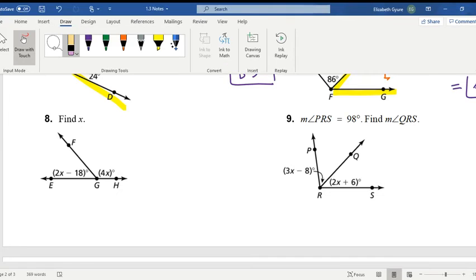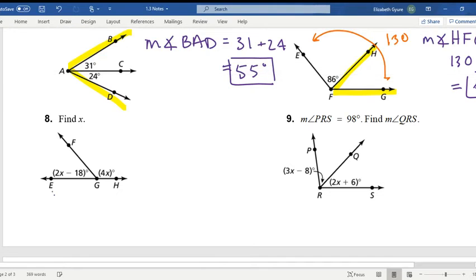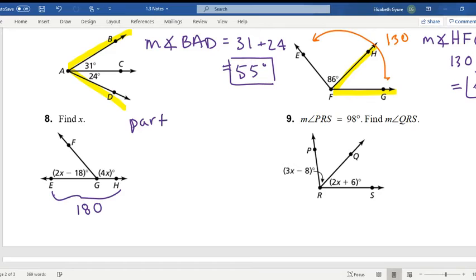So this angle down here has to add to be 180 degrees. So we're going to do part plus part equals whole. And our one part is 2x minus 18. Our other part is 4x, and our entire measurement is 180 because we have a straight angle along the bottom.